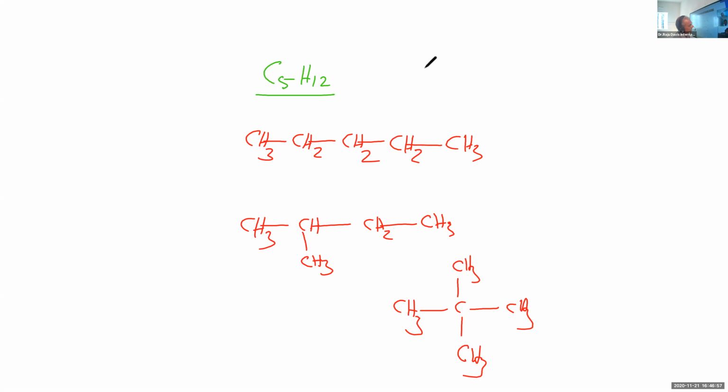Achut will say, primary, secondary, or tertiary. Achut, what is primary? Direct linkage to only one other carbon. Okay. What is secondary? Direct linkage with 2 other carbons. Tertiary? Direct linkage with 3 other carbons.